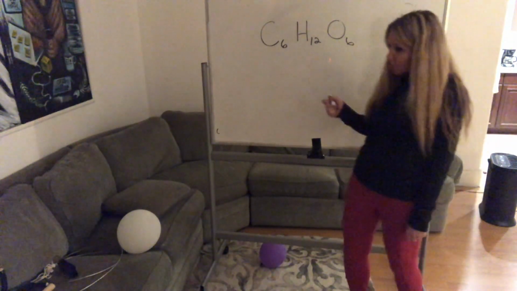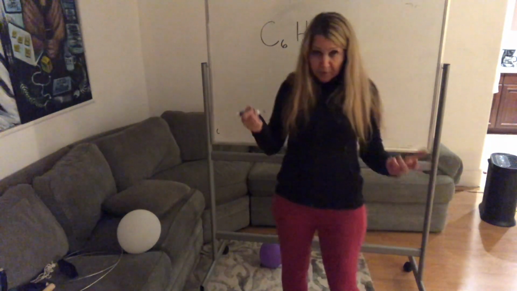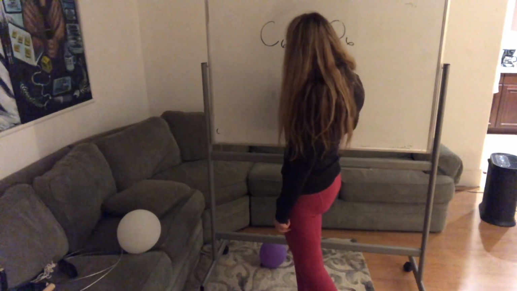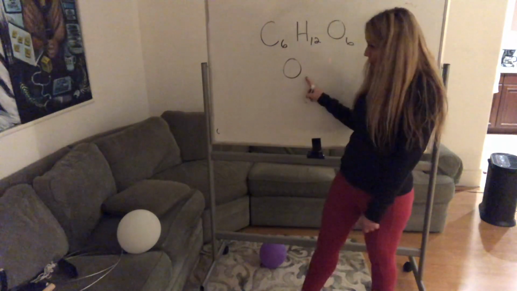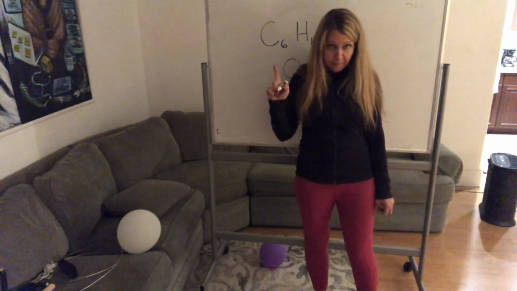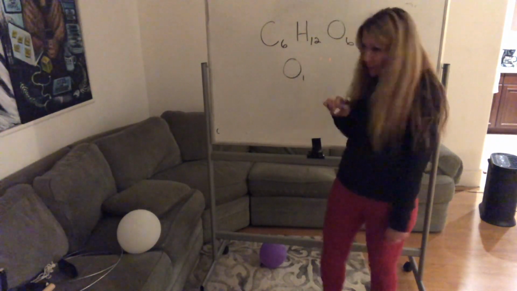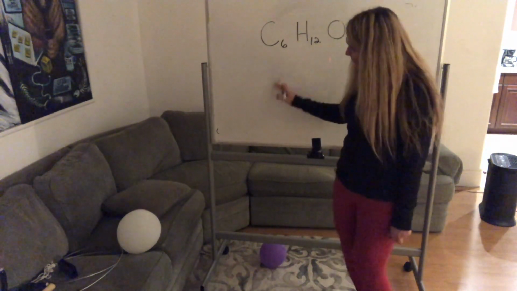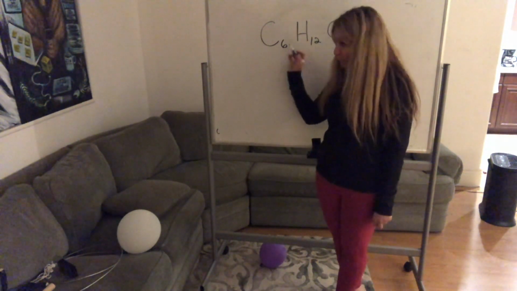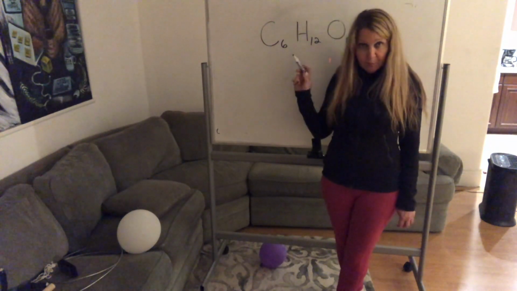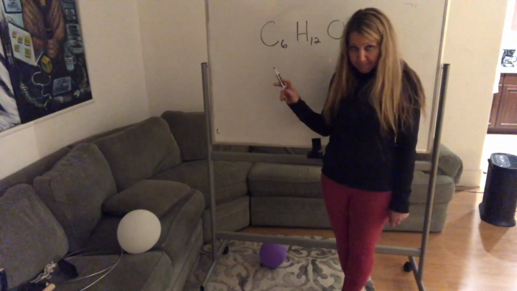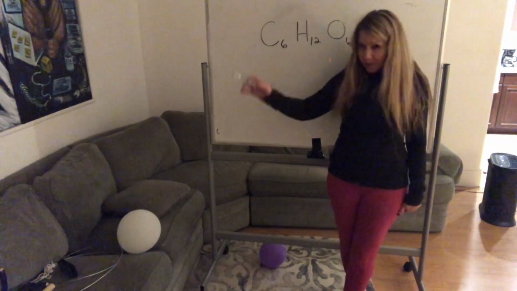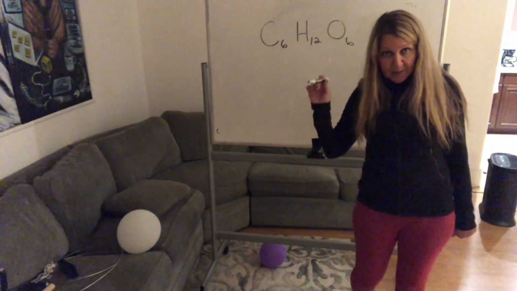Now, if an element does not have a subscript, that means it's 1. So if we have oxygen with no subscript, it's 1 oxygen atom. So you will not see a number 1. Anything in front of the subscript, we multiply.